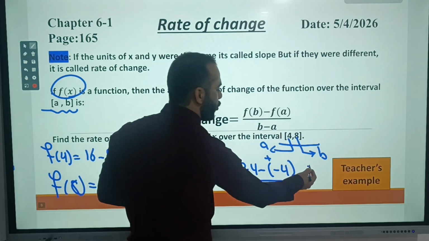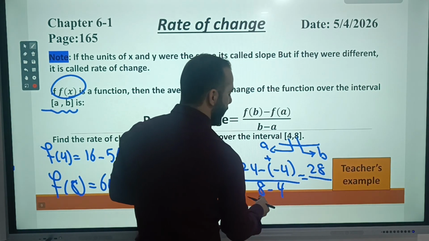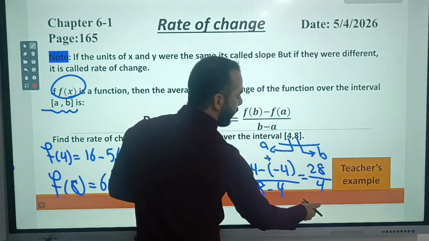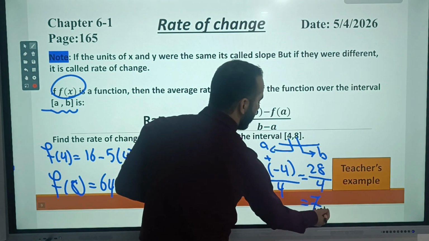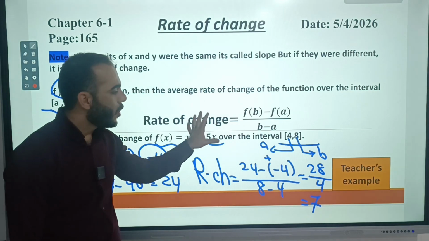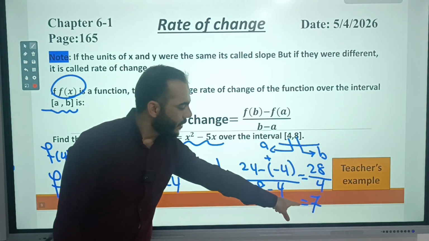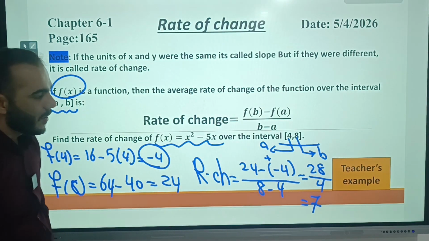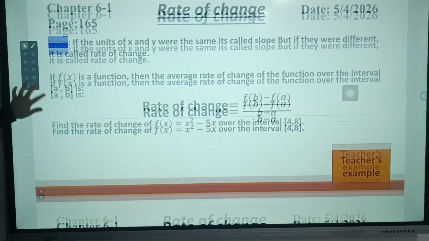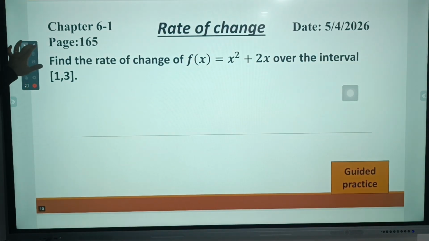24 plus 4, 28 over 8 minus 4, it equals 4. 28 over 4, it equals 7. That means the rate of change of this function over this interval equals 7. This is how we're going to get rate of change. Next question, similar to this one.